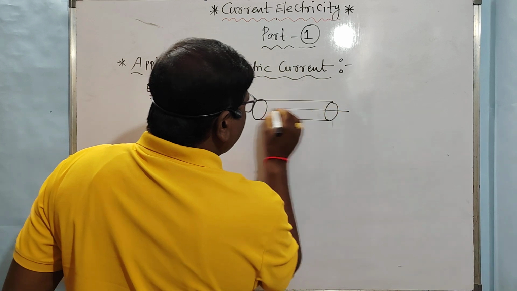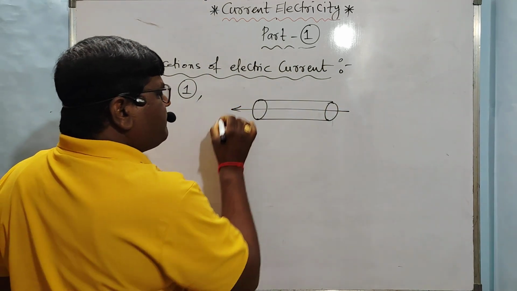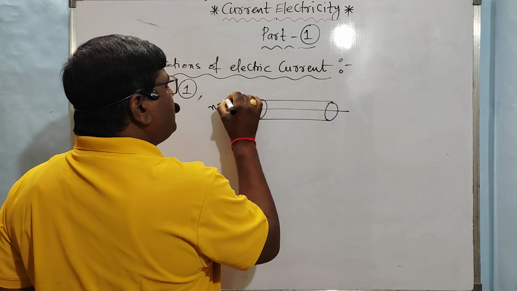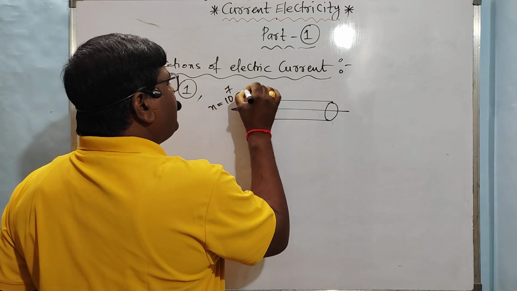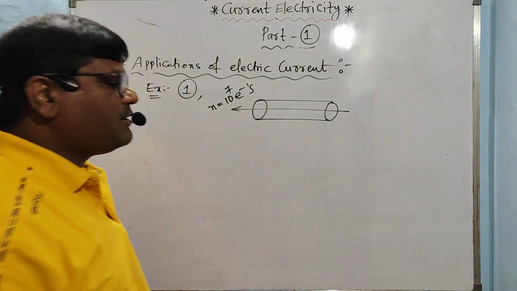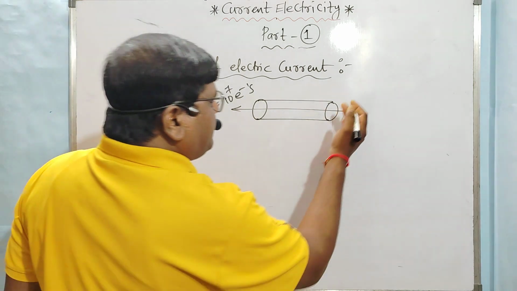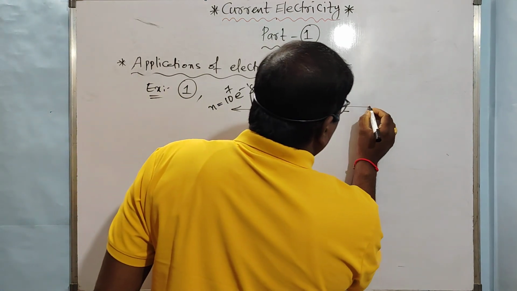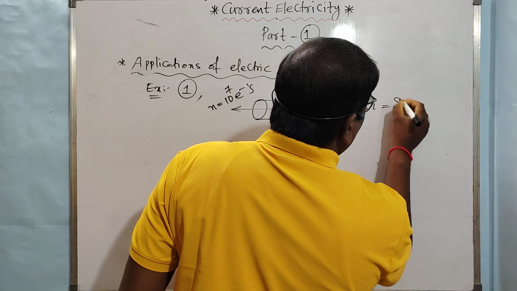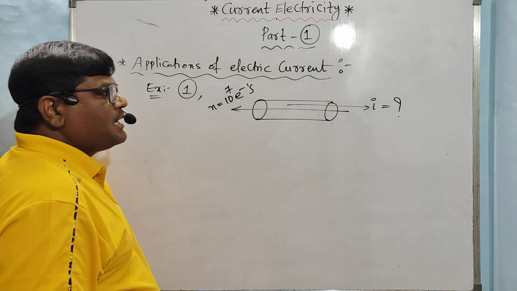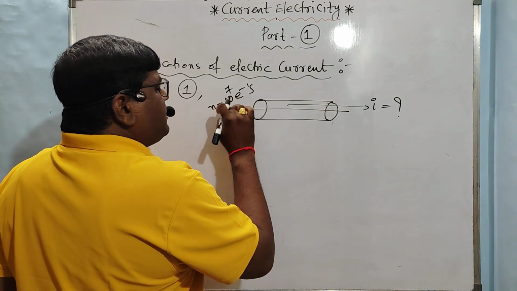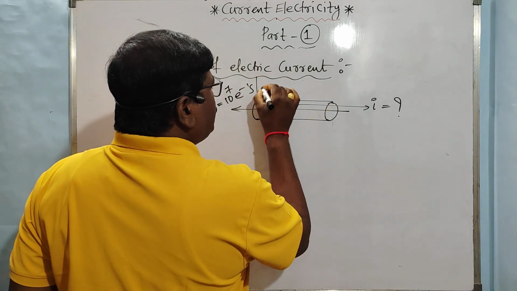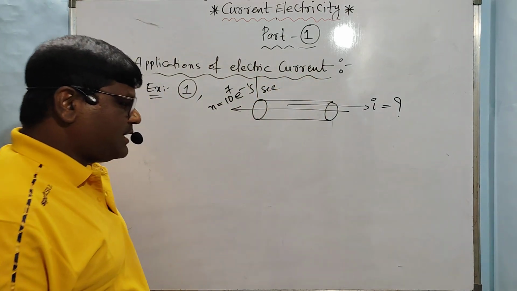Across this conductor, how many electrons are crossing? N is equal to 10 to the power of 7 electrons are crossing here. Whenever the electrons are crossing from here to here, what is the current here? Current I is what we have to find. So 10 to the power of 7 electrons per second they are giving. So per second means 1 second here.